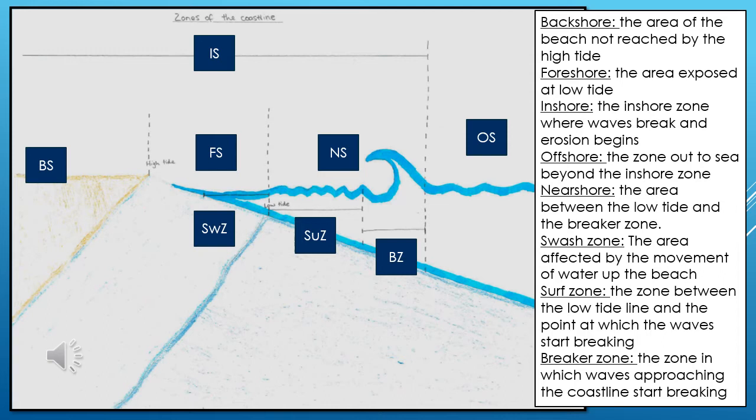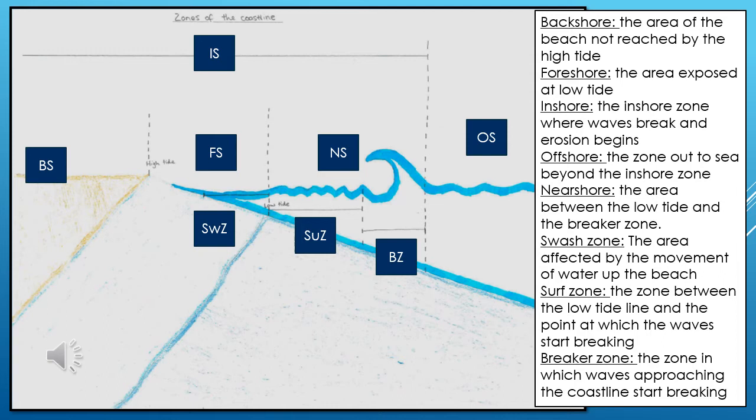The offshore, OS, is the zone out to sea beyond the shore zone. Here you're not going to get much deposition, you're not going to get much erosion, because there's going to be lots and lots of transportation going on in that zone. So that's offshore. Then we've got near shore, which is NS. That's the area between the low tide and the breaker zone. Here you're going to get, again, a lot of coastal processes happening. As the waves start to break, they're going to start to transfer their energy to the sediment. So they're going to either start to build up beaches or remove material, depending on how big the wave is, really. That's your NS.